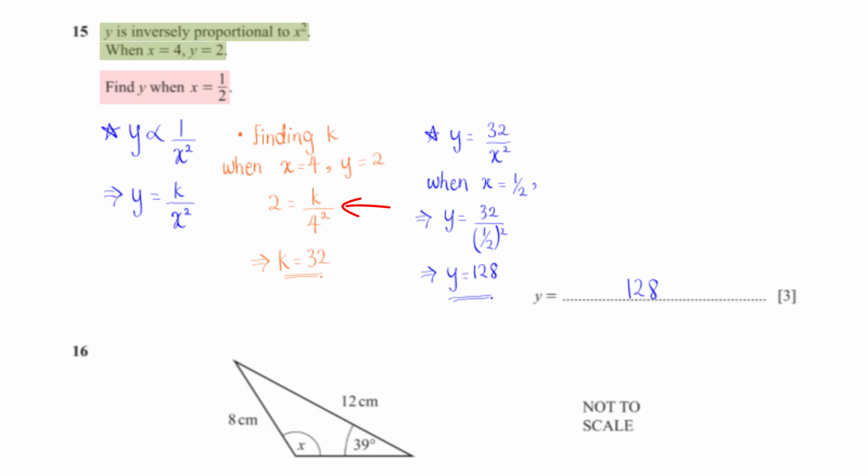When we make k the subject, we have 2 times 4 squared, which is equal to 32. So for our equation, we now have y is equal to 32 divided by x squared. When x is equal to 1 over 2, we have y is equal to 32 divided by 1 over 2 squared. This gives us 128.